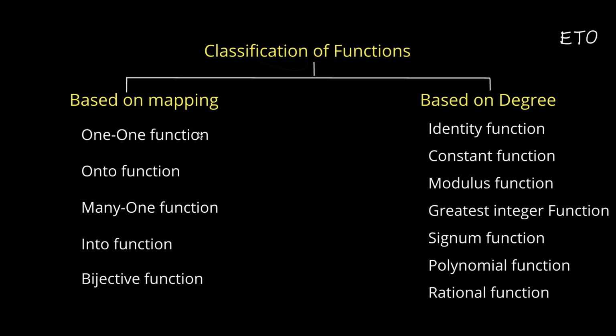Under based on mapping, we have one-to-one function, onto function, many-to-one function, into function, and bijective function. Under based on degree, we have identity function, constant function, modulus function, greatest integer function, sigma function, polynomial function, rational function. Let us understand each of these functions one by one.